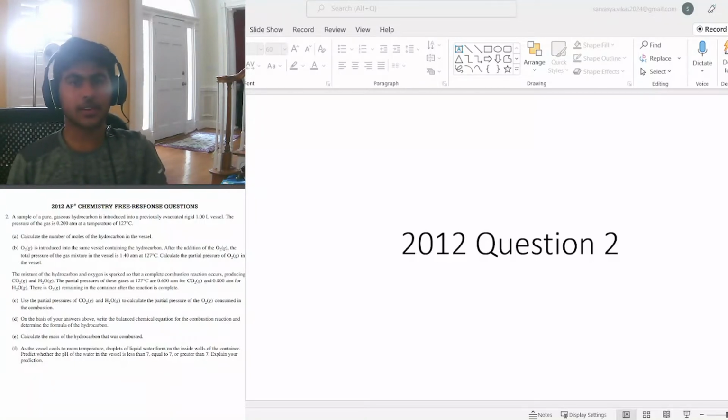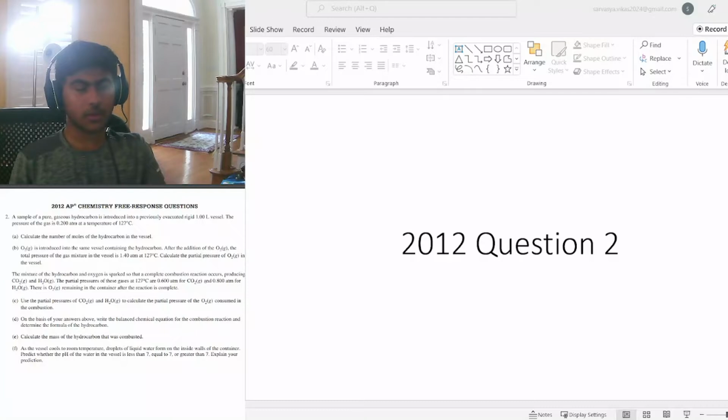And with that, let's get started on our question. Number 2, a sample of pure gaseous hydrocarbon is introduced into a previously evacuated rigid 1-liter vessel. Pressure of the gas is 0.2 atmospheres at a temperature of 127 degrees Celsius. And we're going to calculate the number of moles of hydrocarbon in the vessel.